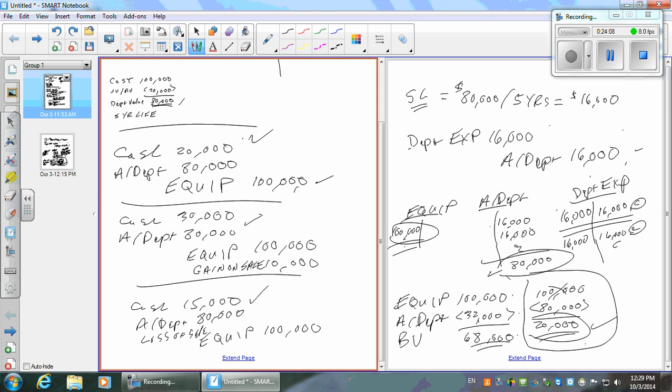How much? It was a $20,000 asset, you sold for 15. How much did you lose? 5. Does that make the journal entry balance? Yes. Lovely, huh? Yeah, that's really cool.